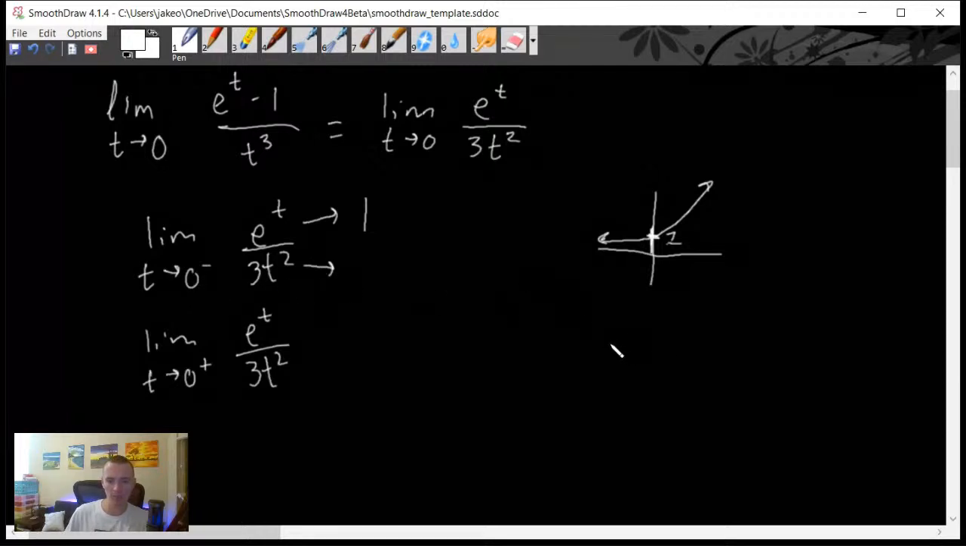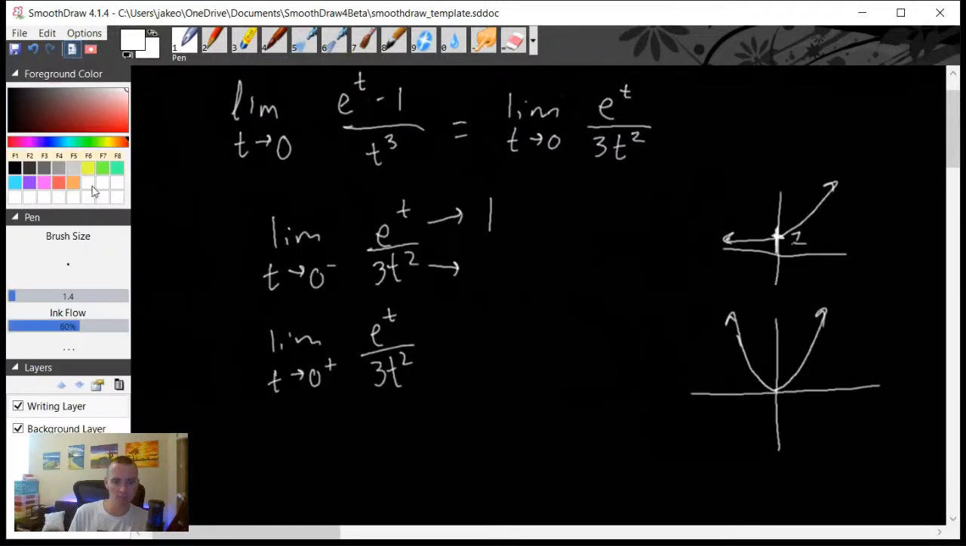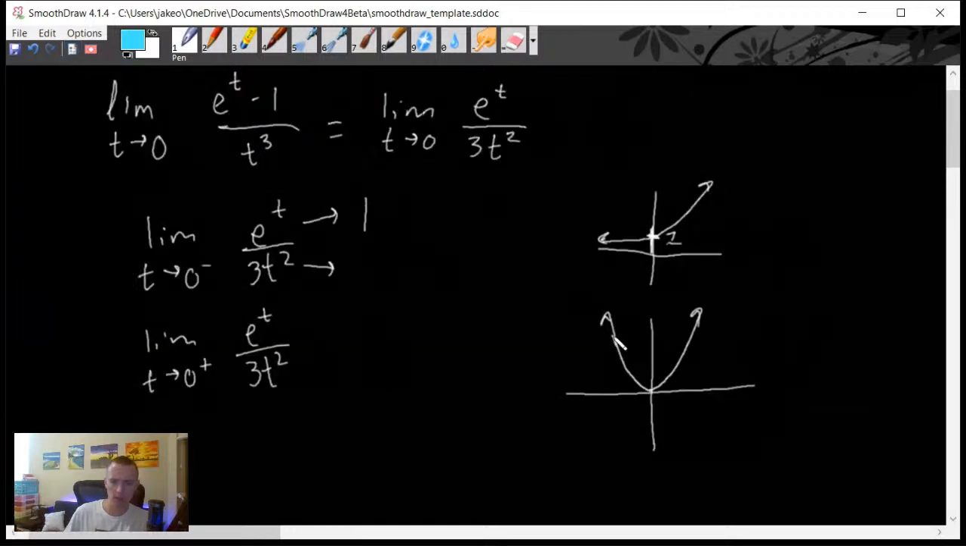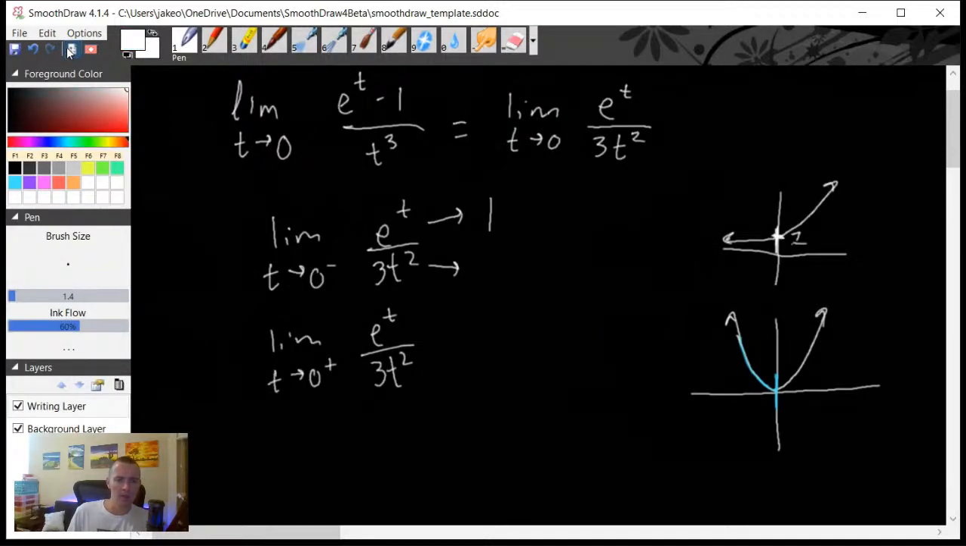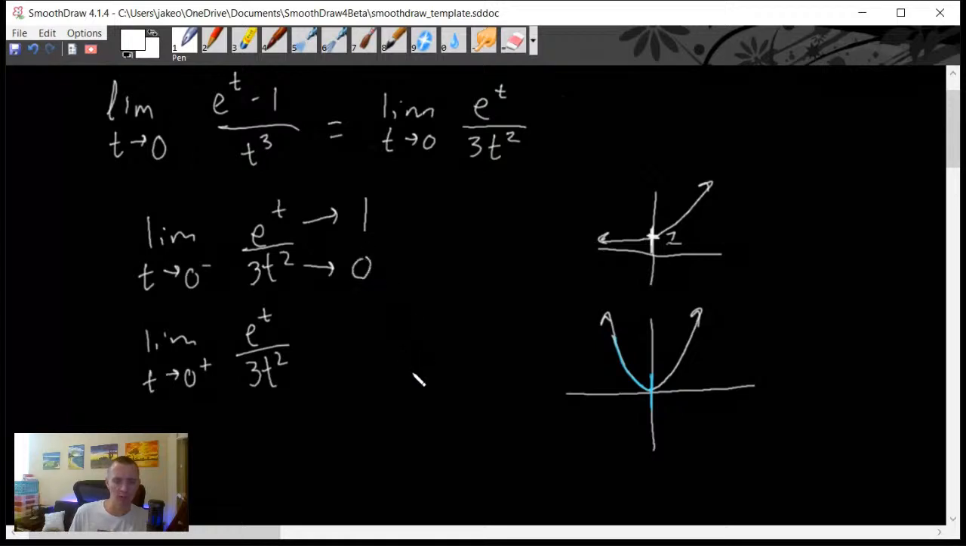Then on our denominator, similarly, let's think about what a graph of 3t squared looks like. It's going to look something like this. We've got a parabola with the vertex at the origin, and it goes up to the left and to the right from there. So as t approaches 0 from the left, imagine traveling down our function from the left. As we get closer and closer to t equals 0, which is right here at the axis, the y value of our function is also getting closer and closer to 0. So this denominator also is getting closer and closer to 0.